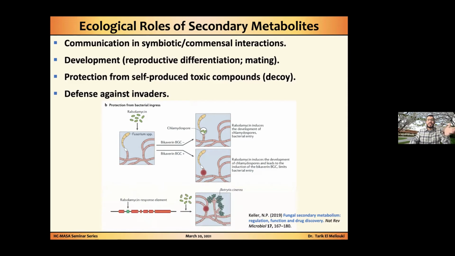What's interesting is that these BGCs can be shared. So the BGC for bicaryarian is found in Botrytis cinerea, and then it was transferred to Fusarium through horizontal gene transfer. So it is very interesting to look at these horizontal gene transfers to understand how these BGCs can evolve, because if we understand how BGCs evolve, then we can discover de novo BGCs or BGCs that are not readily discoverable using traditional bioinformatic tools.